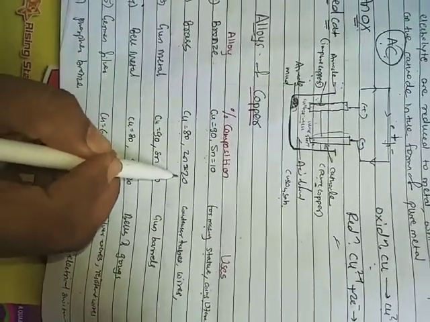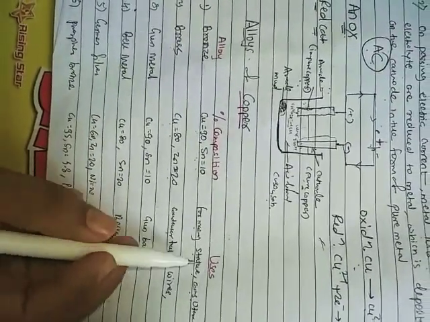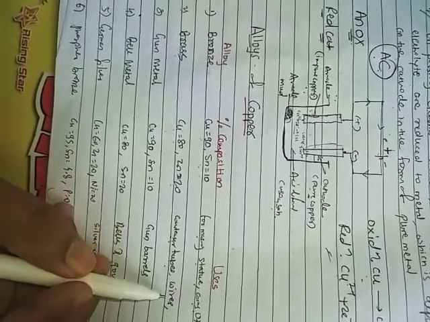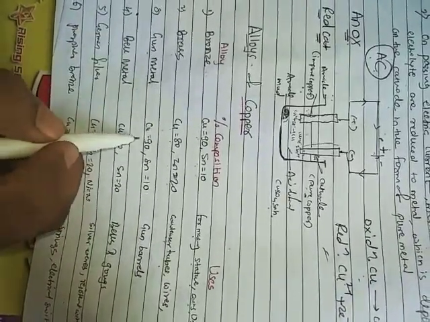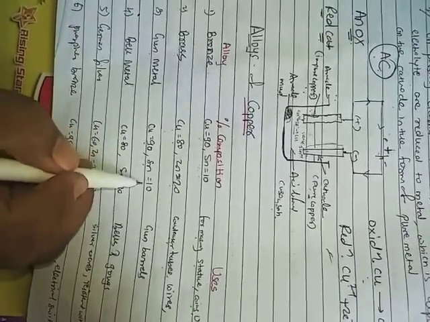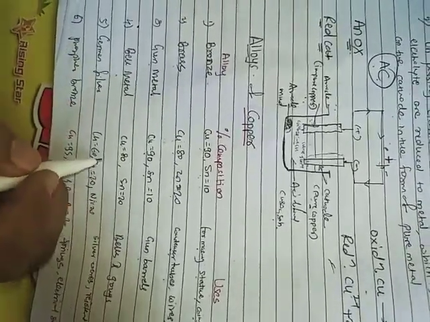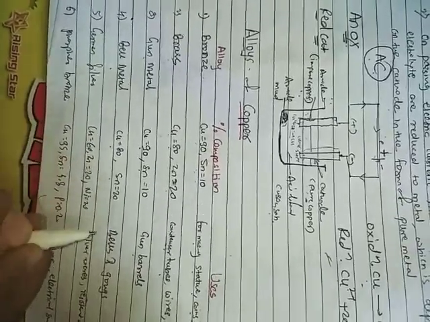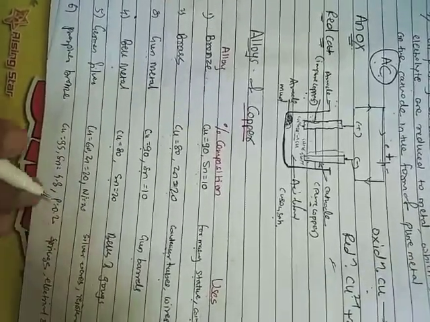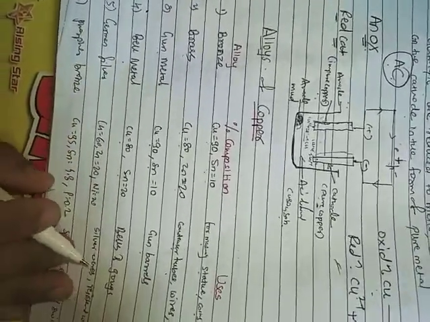Then brass: copper 80%, zinc 20%. We can use this for condenser tubes, wire. Gun metal: copper 90%, tin 10%. Gun metal is used for gun barrels. Bell metal: copper 80%, tin 20%, used for bells. Okay, so we can use them for this.